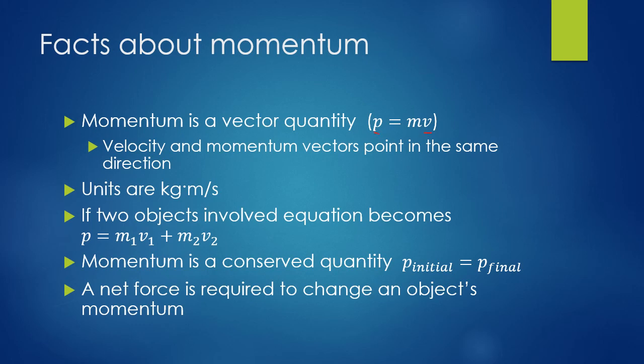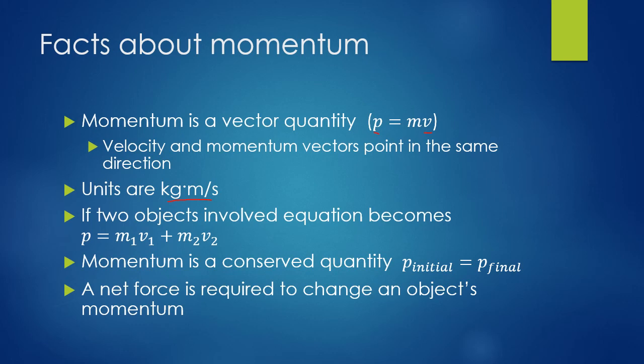The units for momentum: kilograms times meters per second. Notice that's also the units for impulse, because impulse is just the change in momentum. So it's going to have the same units as when you calculate momentum.